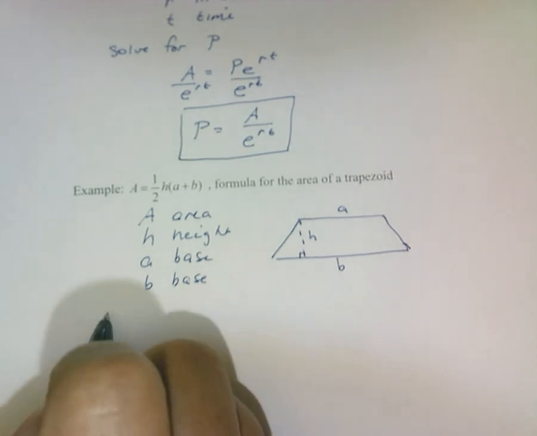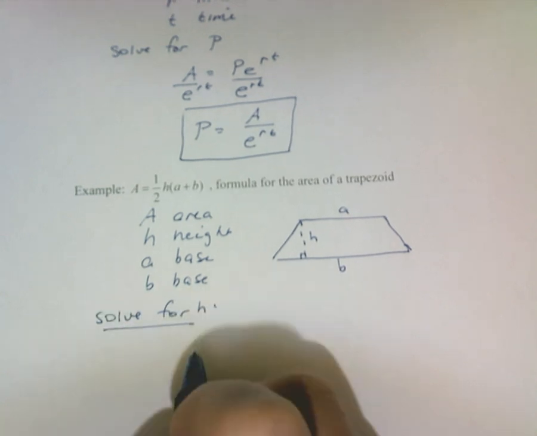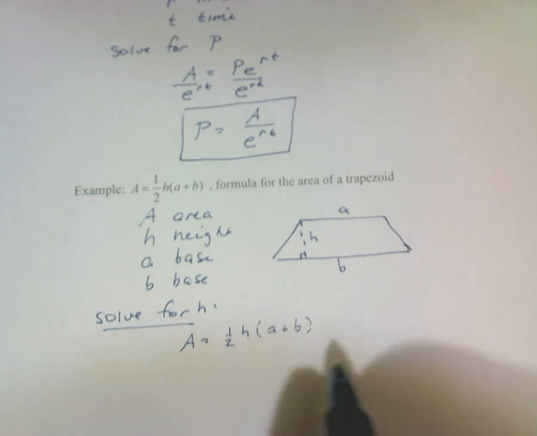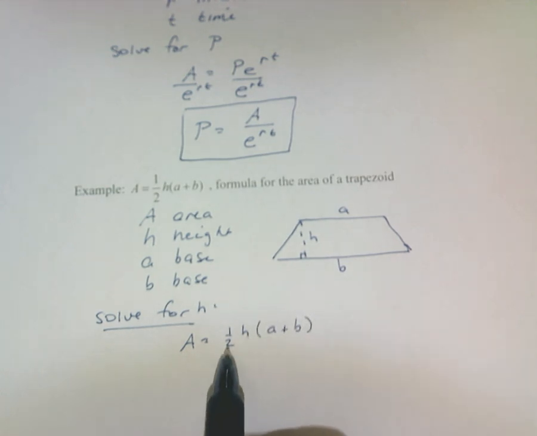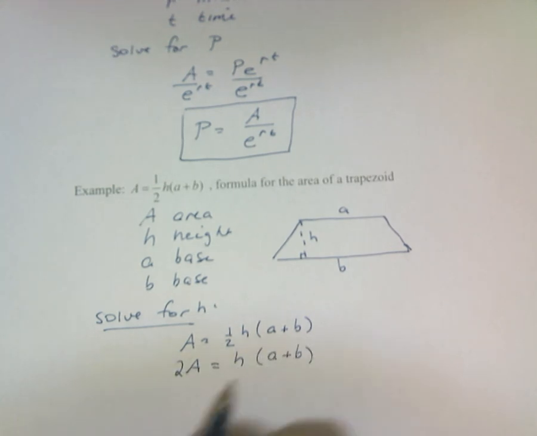If I want to take this formula and solve for H, I'm going to write the formula again and understand that I want to get H by itself. So the first thing I have is this 1/2 is being multiplied by the H. So I want to get rid of that first, and I would divide by the 1/2. But I've always been taught, instead of dividing by a fraction, I'm going to multiply by the reciprocal. So I'm going to multiply by 2/1. So I get 2A equals H times (A plus B).